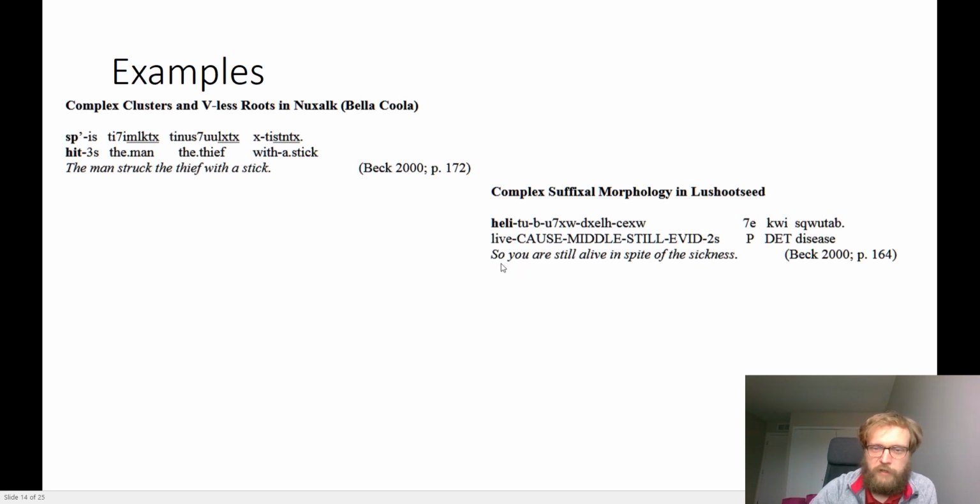So this sentence is glossed as "so you are still alive in spite of the sickness." And we see that this is live as the root, and then following that is cause, middle voice, which is in between passive and active, still evidential marking, and then the second person singular. So it's like, so apparently you still are in this process of being alive.